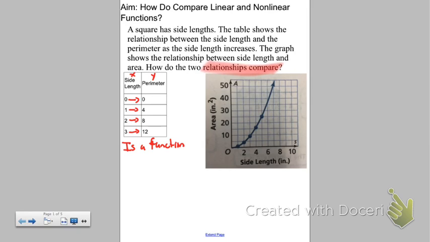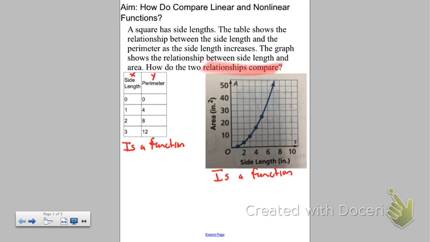Now I'm going to look at my graph. I do my vertical line test, and I am able to see that no matter what vertical line I draw, it is only going to touch my graph one time. So my graph is also a function. That is the first thing we have to check to see when we're comparing relationships. We see if they are functions. They are both functions. Now I have to determine what type of function each one is.